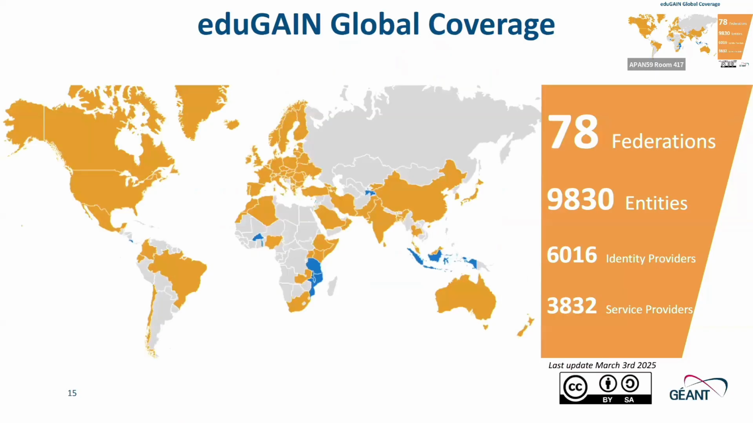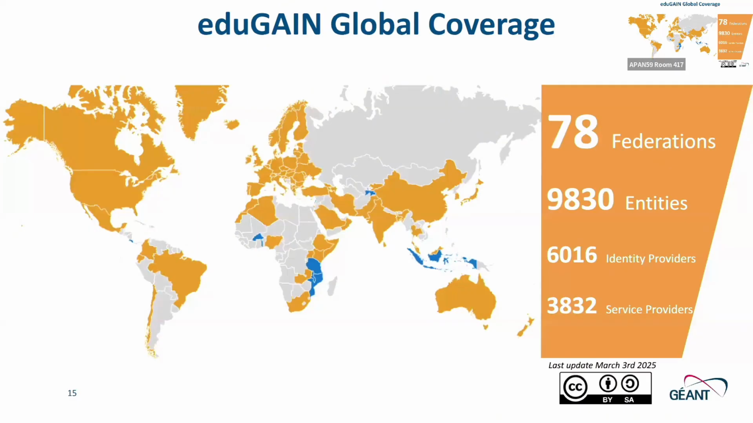So EduGain was born as a little pilot project with a few identity federations back in 2010, more or less, even before, but that was pre-production. Production happened between 2010 and 2011. And nowadays it has reached 78 federations in 76 countries around the world, almost 10,000 entities, of which almost 4,000 are service providers, and more than 6,000 are home organizations, universities, research centers, and the like.